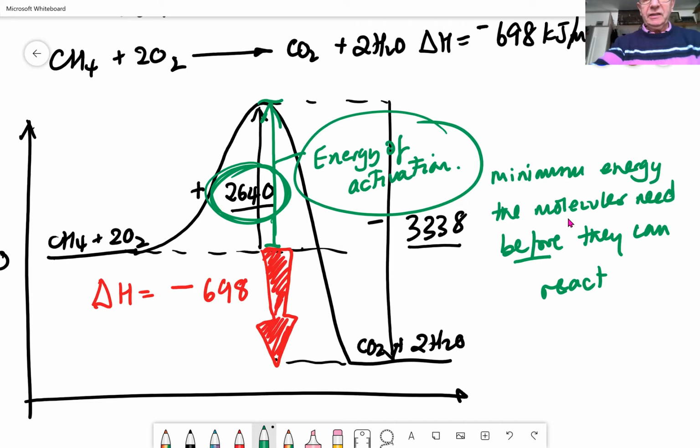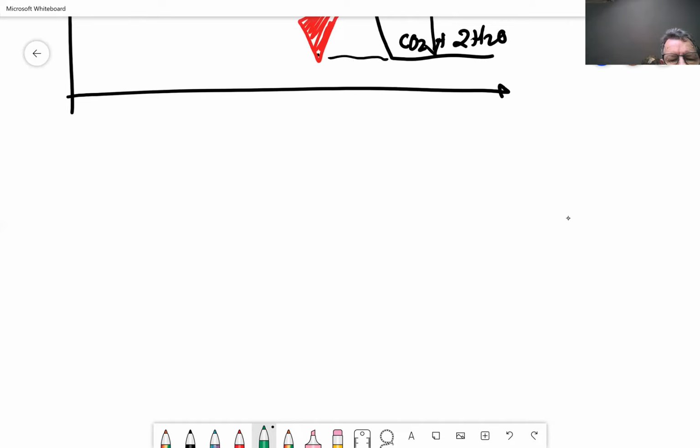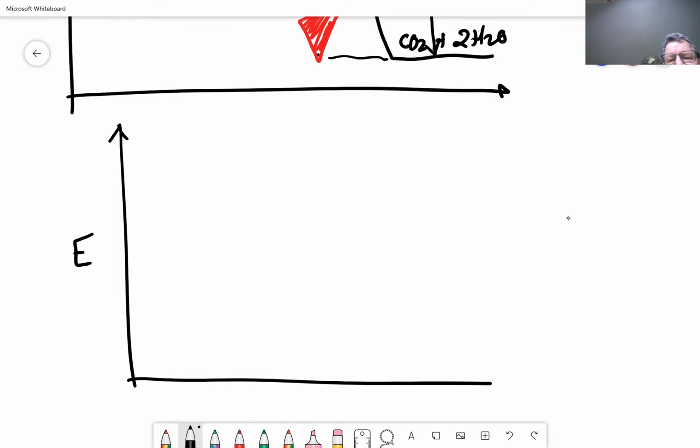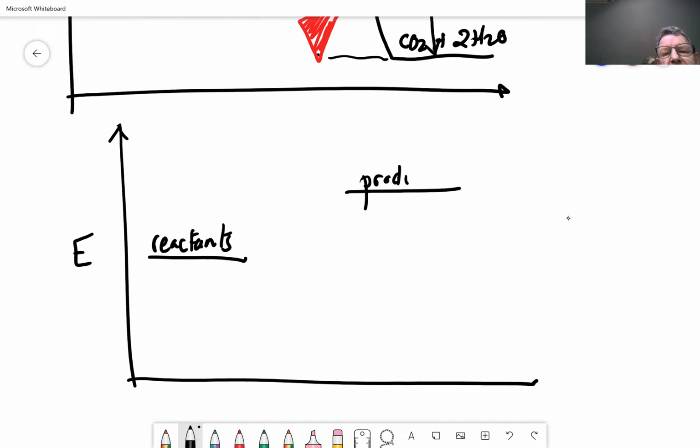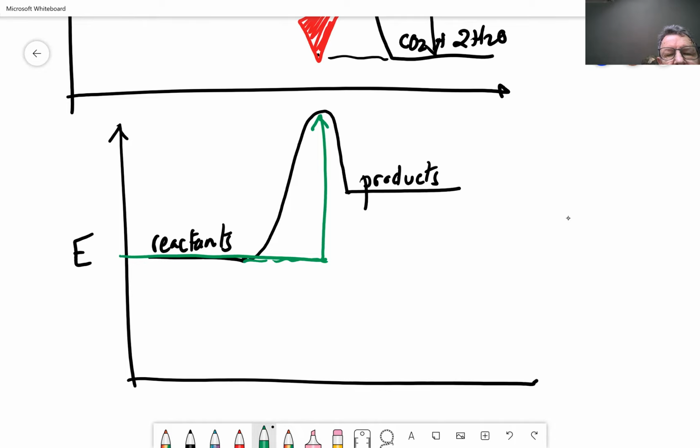Last thing before I move on to something a bit different: this is an exothermic reaction. So what does an endothermic reaction look like? In an endothermic reaction, the energy profile looks like this. I have energy up the side just the same, and I have my reactants, the chemicals which I start with. But my products are higher. They are higher energy. So I still have an energy of activation, but it comes down and does not go down as far. The energy of activation is still from the starting energy to the top. That's the energy of activation.